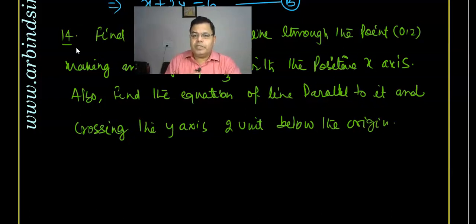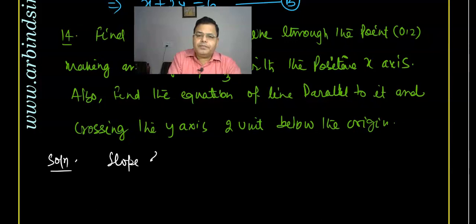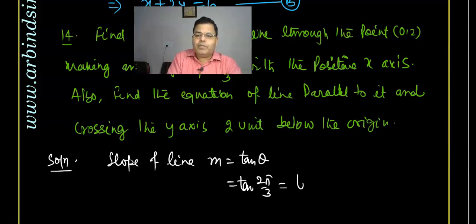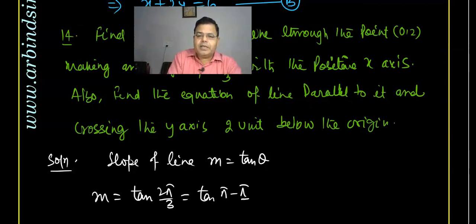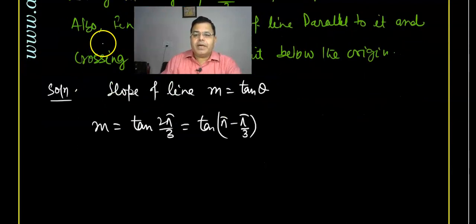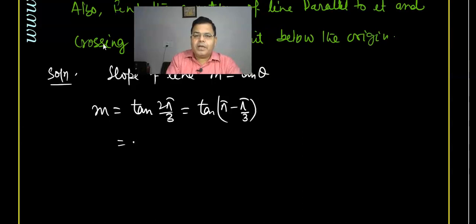Here 0, 2 is given, and the angle made by the line is 2 pi by 3 with the positive x-axis. So clearly, if you write the solution, the slope of line m is equal to tan theta, that is tan 2 pi by 3. And 2 pi by 3 is pi minus pi by 3, so tan 2 pi by 3 is minus tan pi by 3, and that is minus root 3. So this is the slope.